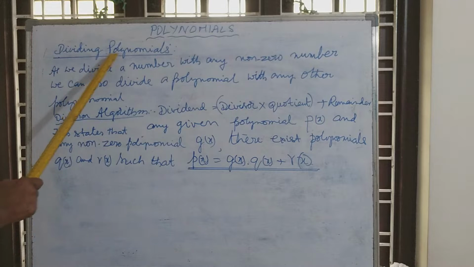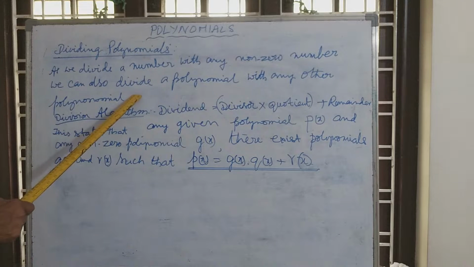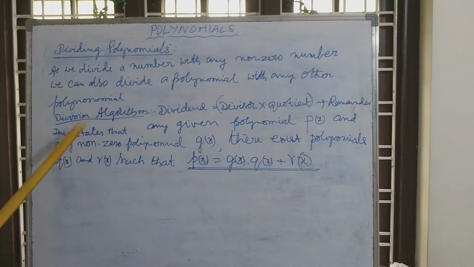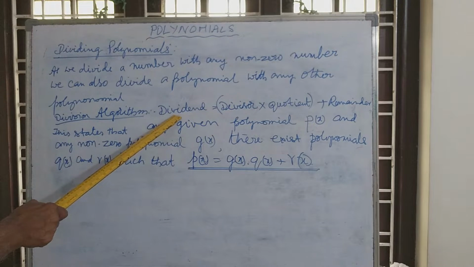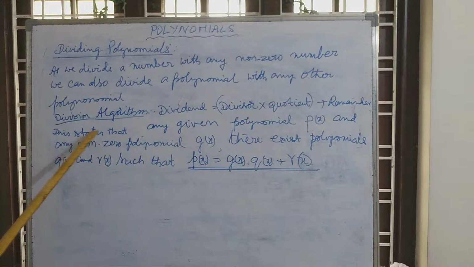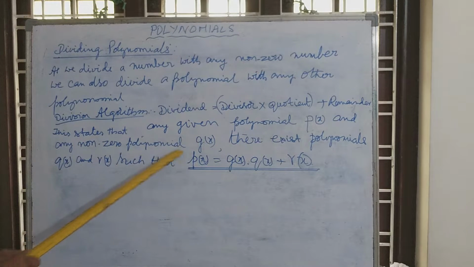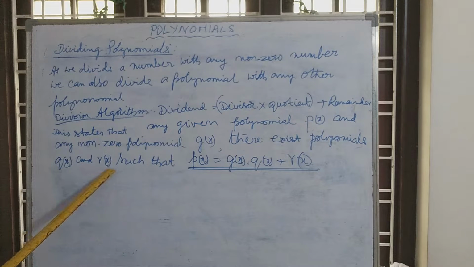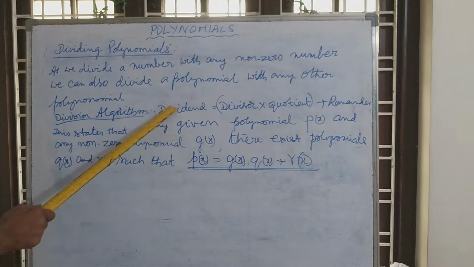Look here. Dividing polynomials. As we divide a number by any non-zero number, we can also divide a polynomial by any other polynomial. Division algorithm, already studied in our earlier chapter: dividend is equal to divisor into quotient plus remainder. This is the division algorithm. This states that for any given polynomial p(x) and any non-zero polynomial g(x), there exist polynomials q(x) and r(x) such that p(x) is equal to g(x) into q(x) plus r(x).